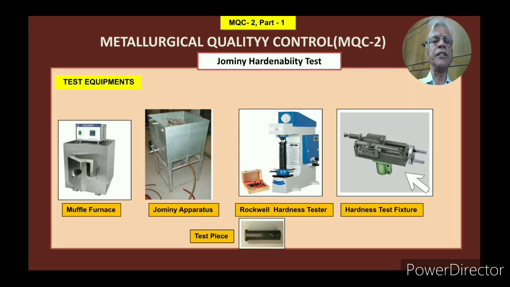See what the various test equipments are which are being used in this particular test. First of all, the Jominy muffle furnace. Then the Jominy apparatus is there. Then this is the Rockwell hardness assessing system. And this is a fixture for the Jominy test piece. And the last one is the actual Jominy piece which I have shown here. All these things will be used in this particular test. Let's go ahead.